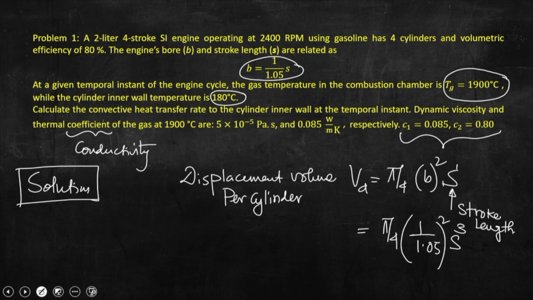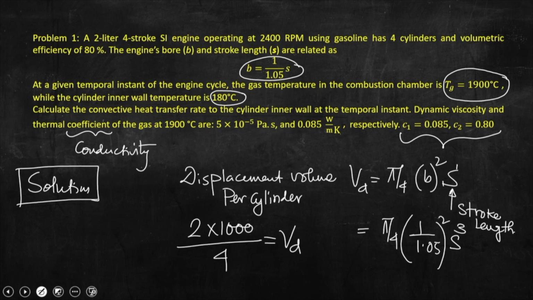The engine we are discussing today is a multi-cylinder engine, because the engine has 4 cylinders. So displacement volume per cylinder is V d. Now, what is V d? Because it is given 2 liter, essentially 2 into 1000 cc divided by 4 is V d.